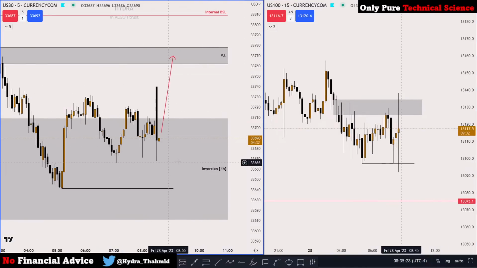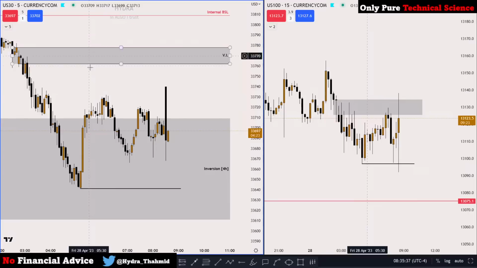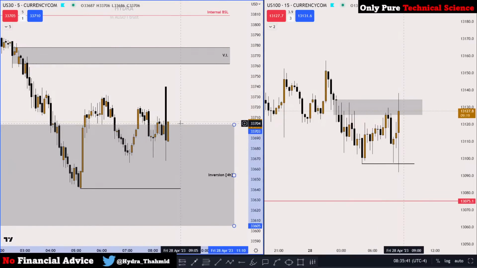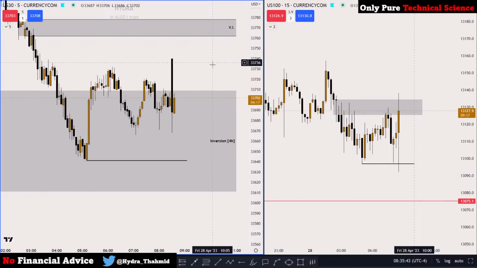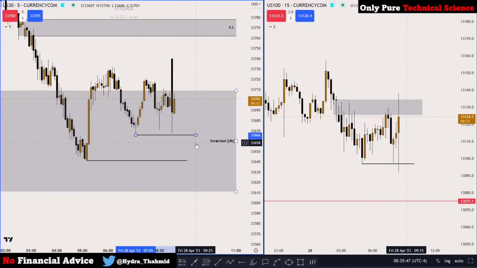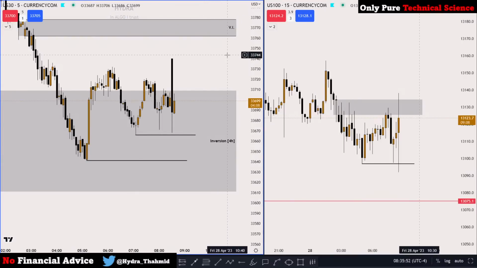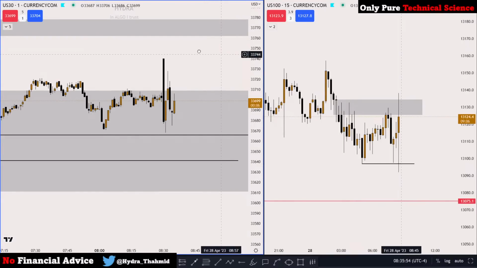Price generated relative equal lows on US 30. You can see it here, relative equal lows down here. So I wanted to see a run on this volume imbalance and then a drop, but a drop happened first, and now let's see after price delivers liquidity here. If it does that, let's see if it goes above this volume imbalance, or goes to this volume imbalance or not.